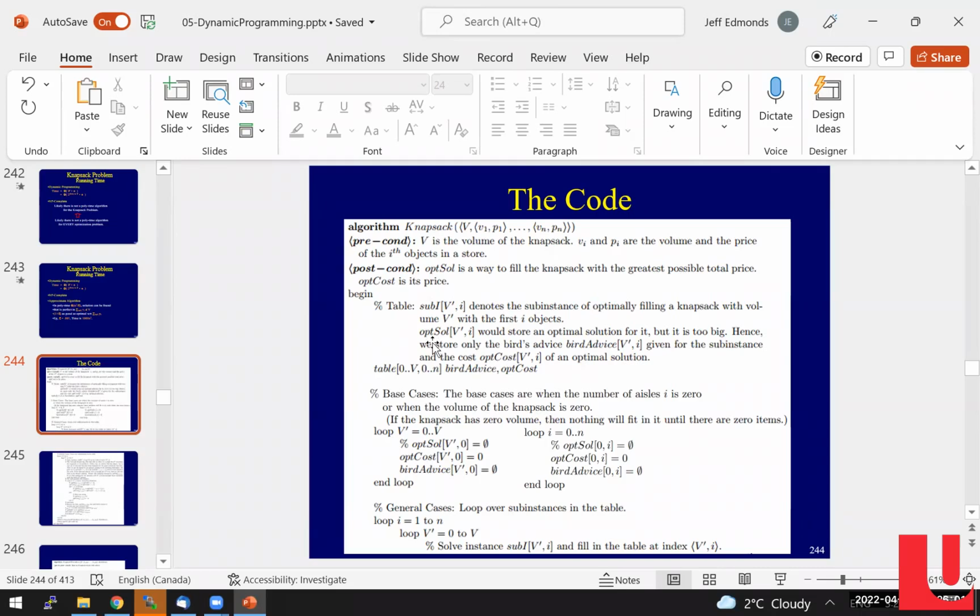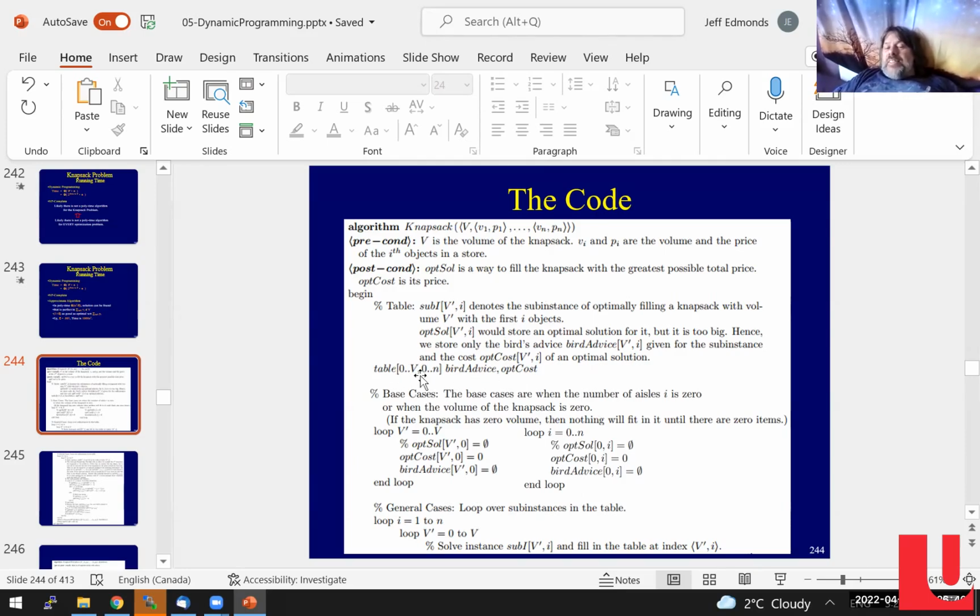All right. Then we're going to say, hey, what we would like to do is have a table where for each sub-instance, we store the optimal solution, right? But the solution's too big, so we're not going to store it. We're only going to store what is the cost of this optimal solution and what advice the bird would give, right? That's what we're going to store for each of these sub-instances. Everybody good with that?